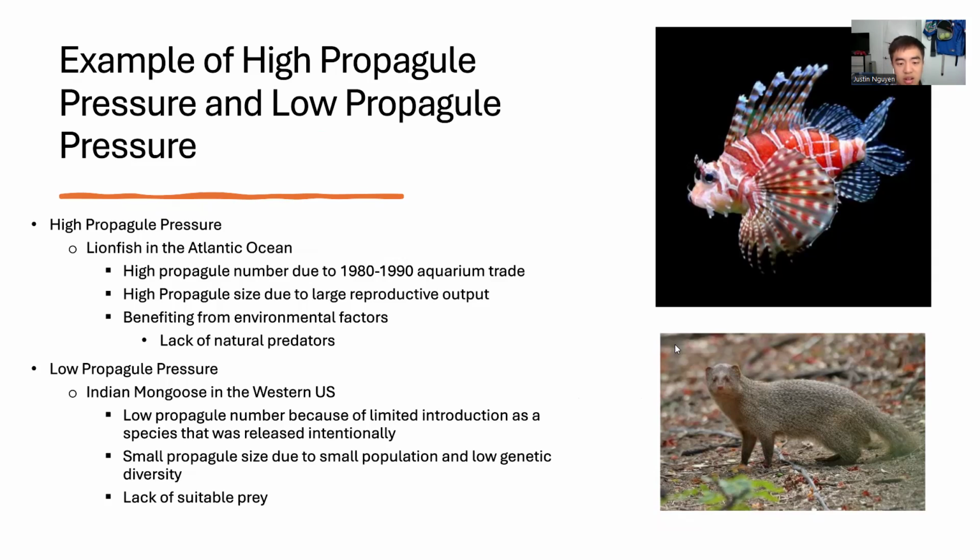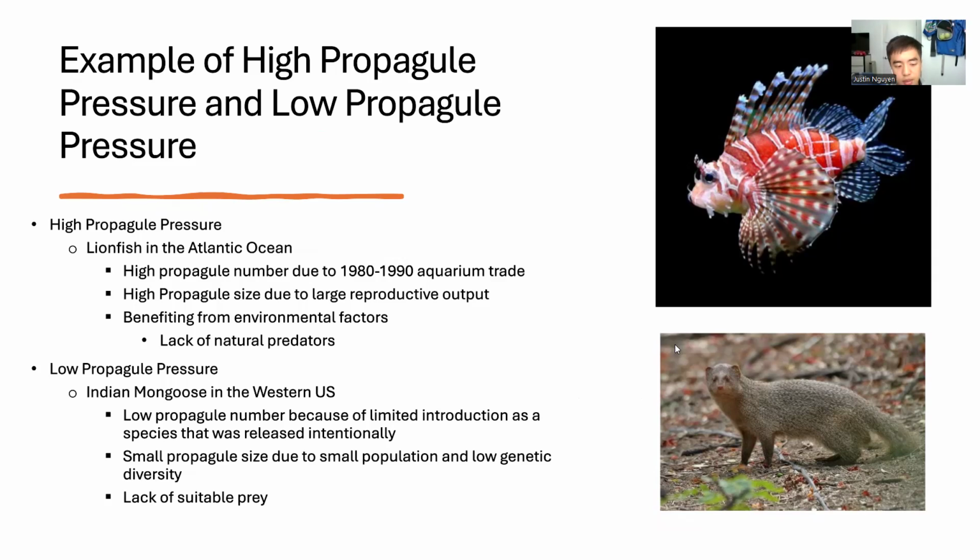On the other hand, consider the Indian mongoose in the Western United States. Although they're invasive in Jamaica and Fiji, they haven't been as successful in the Western US. This is due to their low propagule number because they were introduced in limited amounts of time in the Western US as an intentional rodent control.